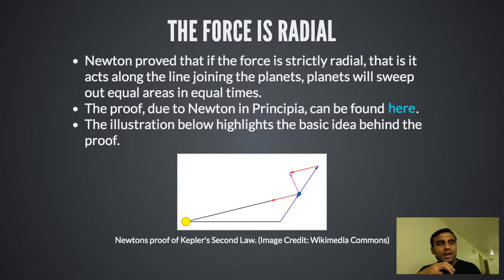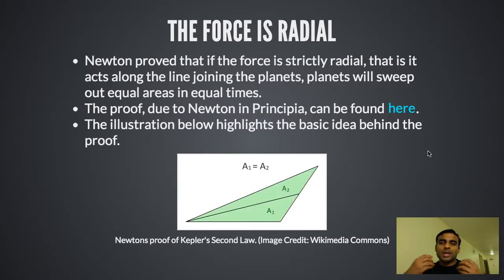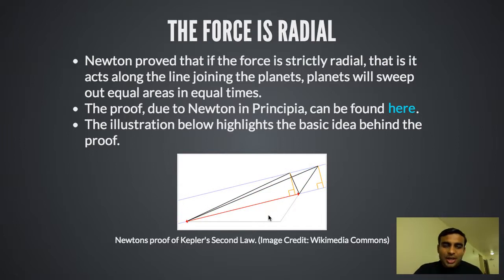And he was so smart that he even proved it. The reason he argued this is using Kepler's second law, and we can prove this. I have given a link where you could read the proof that if the force is radial, then planets will sweep out equal areas in equal times. The essential idea, also highlighted by this demonstration, is that when planets move from point A1 to A3, you can prove that the areas are equal using geometry.